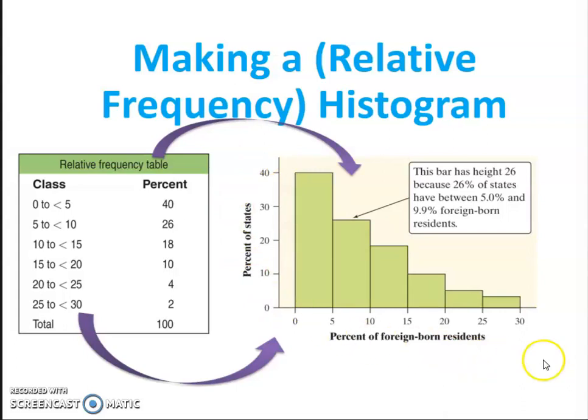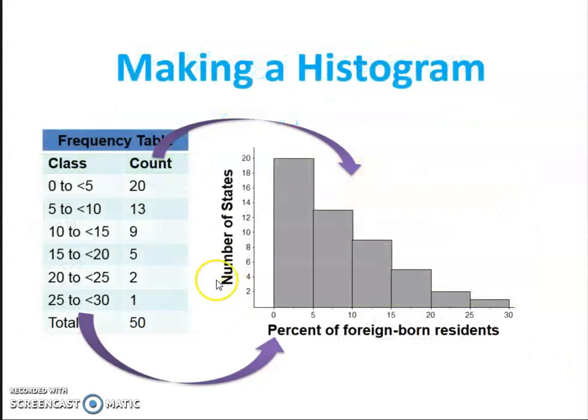So on your own notes, make sure you have filled in both your frequency table and your relative frequency table, and use that blank space at the bottom of your notes to make a histogram for each one. So you might need to pause the video or come back to it to make those 2 histograms. Okay, so I expect to see that on your notes, those 2 histograms.